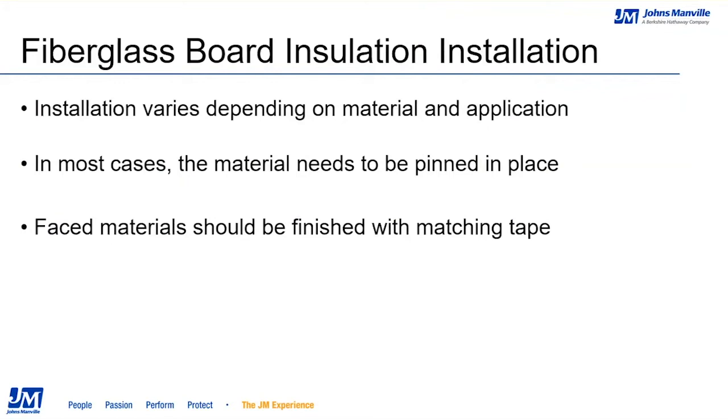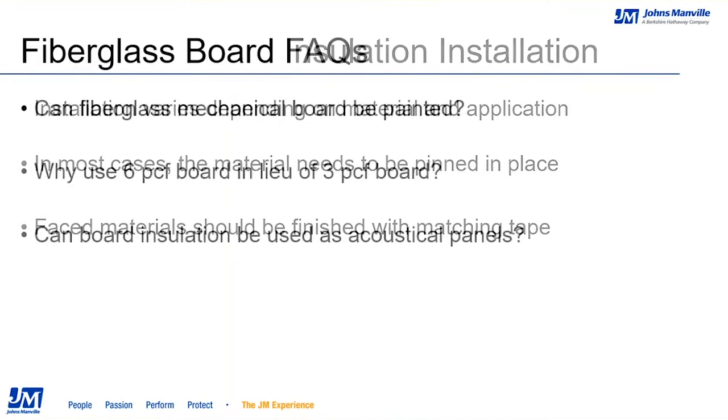Generally, for installation on mechanical equipment and exterior ducts, the fiberglass boards will be pinned with metal fasteners. And if a faced 800 series product is being used, the seams and pins should be finished with a matching tape to ensure a continuous vapor barrier and a clean installation look.